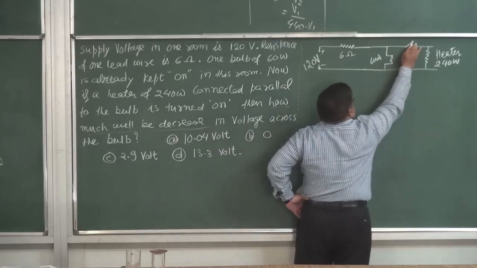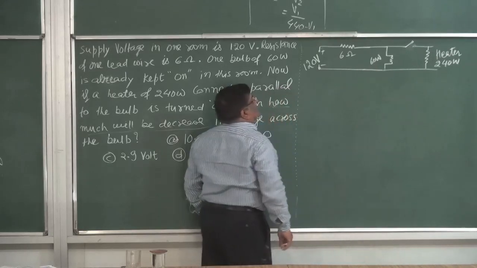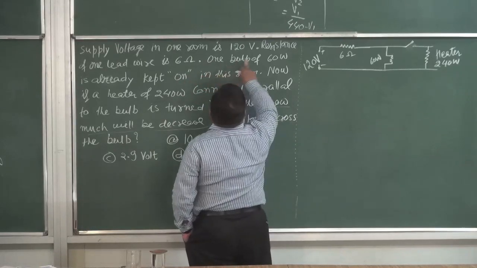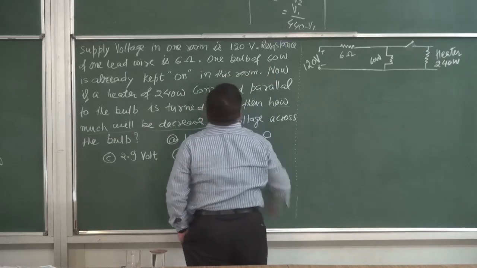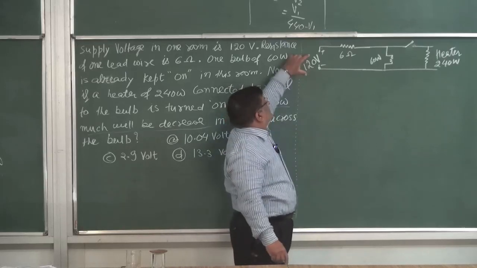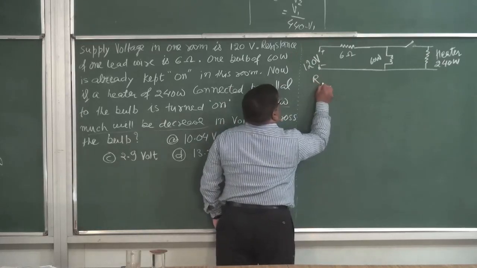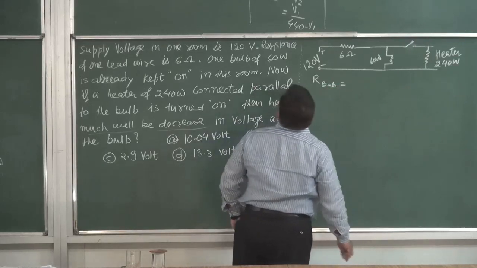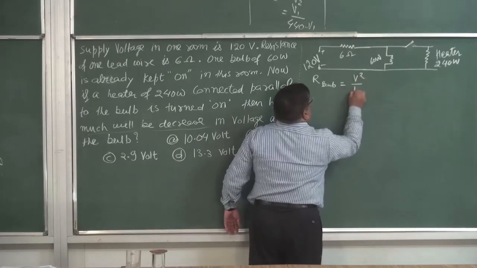When it is off, then there is only this 60 watt. How much is 60 watt bulb? Supply voltage in one room is 120. Resistance of one wire is 6 ohm. One bulb of 60 watt. Iski rated voltage nahi di hai. We understand the rated voltage is this voltage supplied, 120 volt. Toh iska resistance kitna hoga? Resistance for bulb is equal to, what is the formula for resistance? That is V square upon P, power.